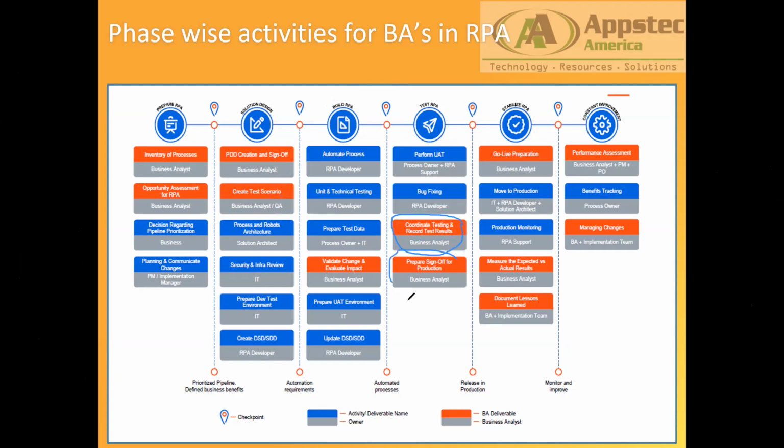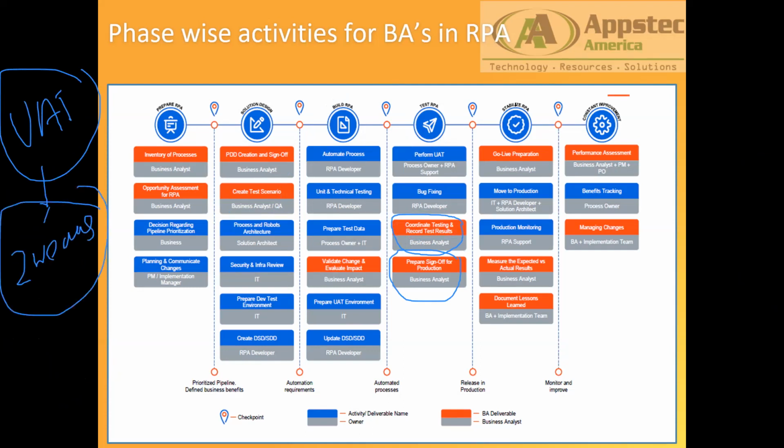So if you see here, business analyst is already involved in coordinating the test and recording the test result, and also prepare sign off for production is the next. Now let's say my user acceptance testing is all clear. Let's say the application has been tested, the bot has been tested for 2 weeks by the client, and after certain fixing of the bugs and everything, they have given you sign off. Now they are ready to take it ahead. So you would be accountable to get the UAT sign off from the client, that all the test scenarios that you have given, the current RPA bot is able to execute each and every step perfectly, and there are no bugs, and we are ready to move it to the live production module.